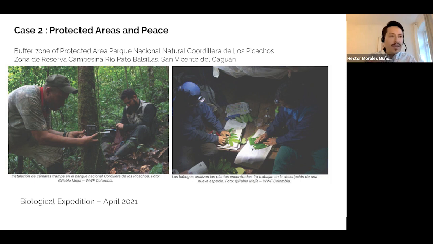an improved decision-making scenario. And a biological expedition was conducted where farmers, former guerrillas, park rangers, and scientists entered into an area that was previously inaccessible due to security conditions, and they conducted this inventory of biological species to start developing an ecotourism project.